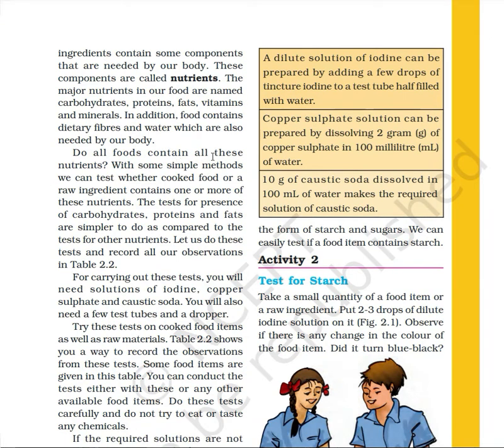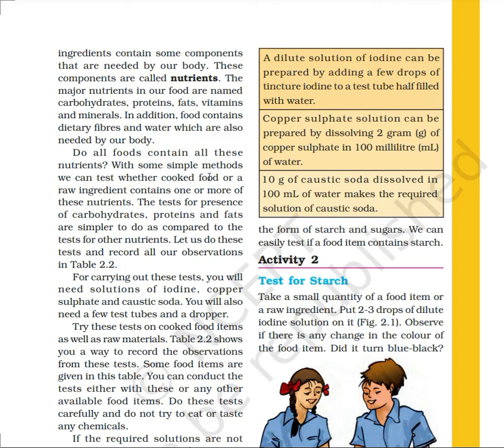Do all foods contain all these nutrients? With some simple methods, we can test whether cooked food or a raw ingredient contains one or more of these nutrients. So let's answer some of these questions. So this question, do all foods contain all these nutrients? The answer is no, because some special types of nutrients are present only in some food items. Like proteins can be found in eggs, but in eggs, vitamin A, I think, cannot be found because it is a protein rich food.